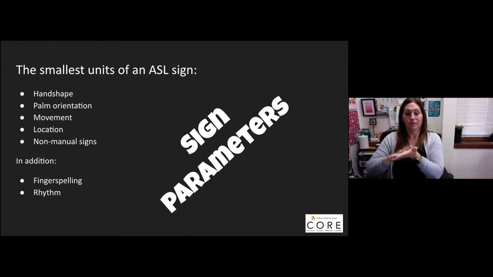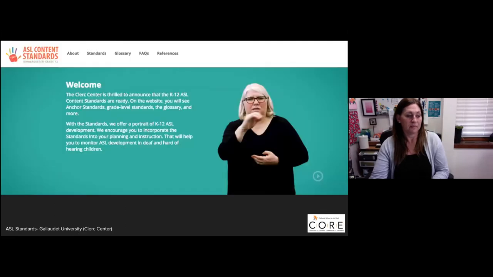And we'll also add in finger spelling and rhyming. And those two are also part of phonology. And we will touch on each one of those points today.